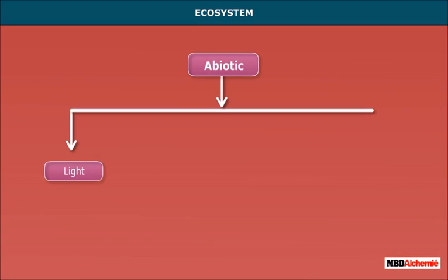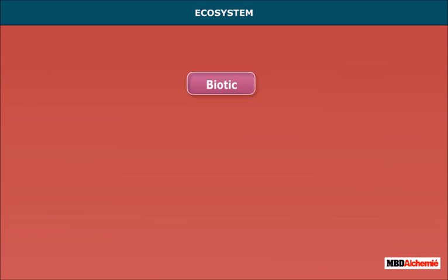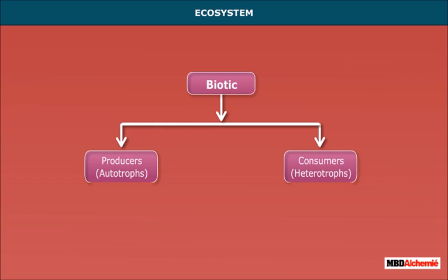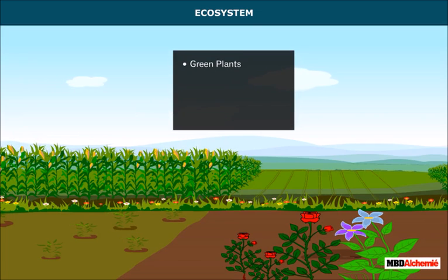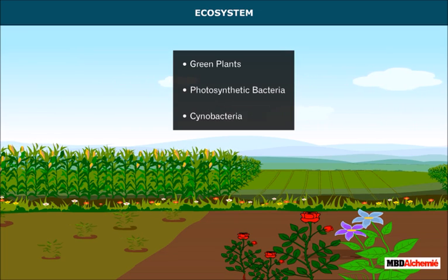Abiotic components include the non-living physical and chemical factors of environment like temperature, light, wind, etc. Biotic components include the living elements of the ecosystem and are divided into two categories on the basis of their nutritional relationship. Autotrophic components include the green plants, photosynthetic bacteria, and cyanobacteria, which are capable of manufacturing their organic food from simple inorganic substances by the process of photosynthesis.